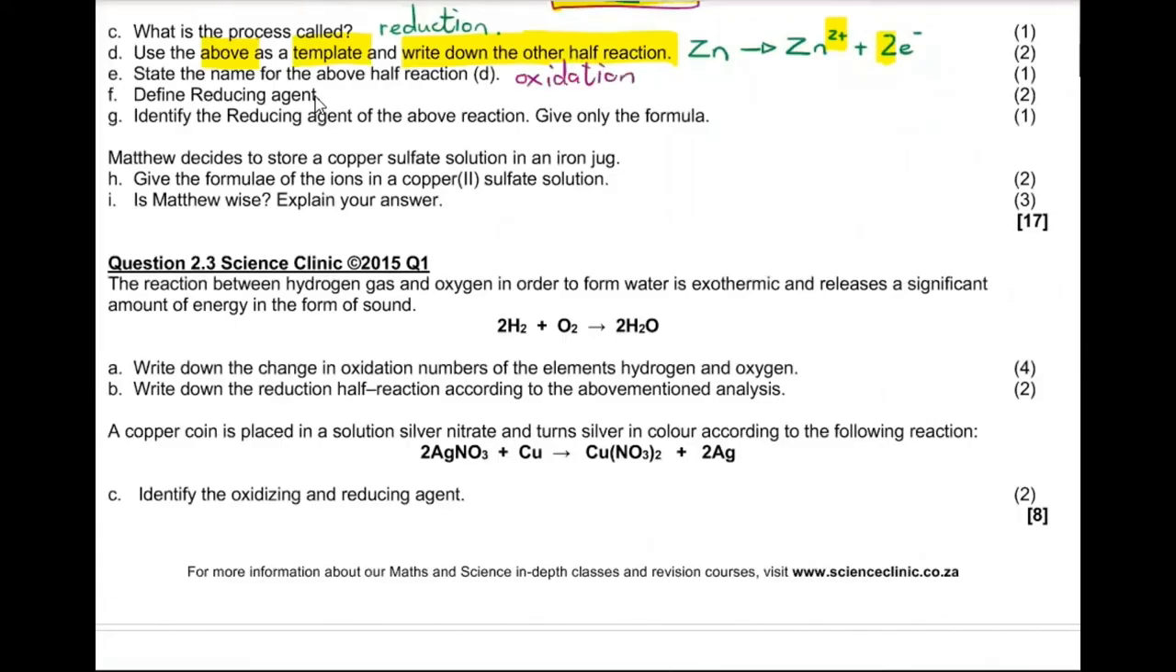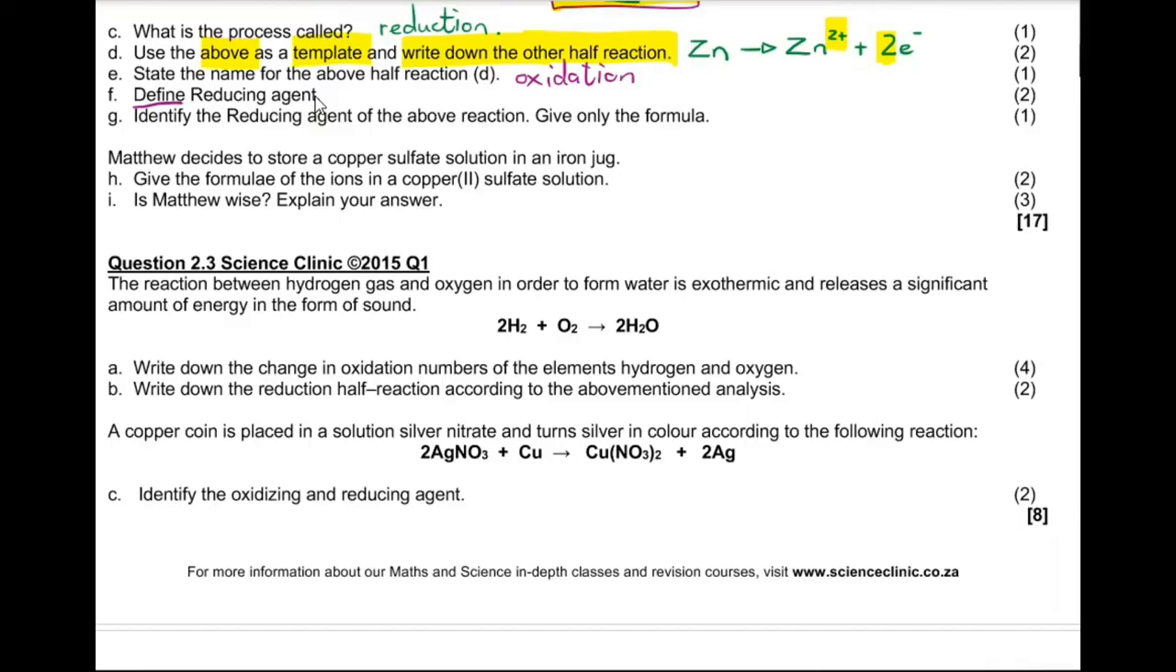Right. So reduction was the hydrogen one. This is oxidation. Now define, and I'm going to read it so that I don't confuse you, the action word define means what did you study, that exact definition. So the definition of a reducing agent, and even if you forget your definition, this is how you backtrack.